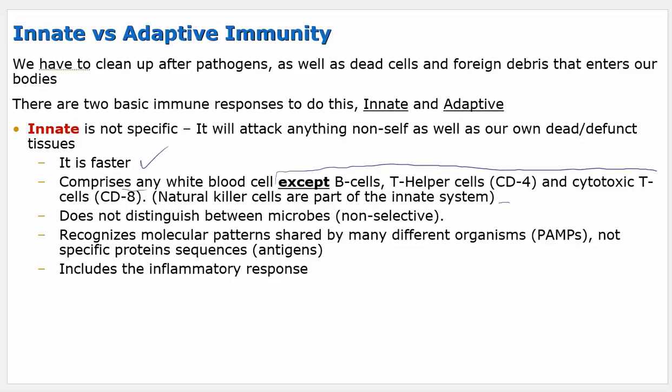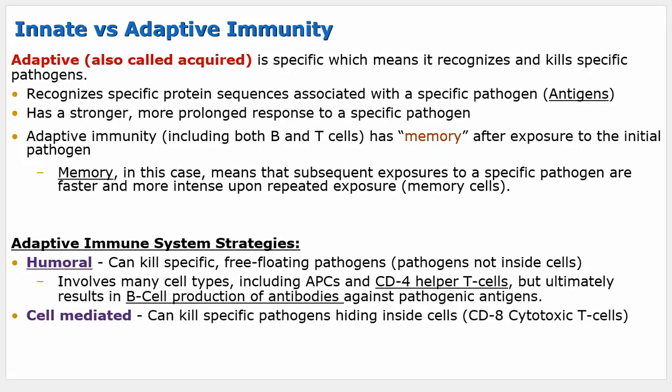We already mentioned that it doesn't distinguish between microbes. It recognizes those patterns, not specific protein sequences, which is how we're going to see that the adaptive immune system does it. And of course, we covered that when we covered the inflammatory response. Adaptive is also called acquired. It recognizes and kills specific pathogens. The way it does that is it recognizes specific protein sequences associated with a specific pathogen. We're going to call those antigens. We're going to look at that.